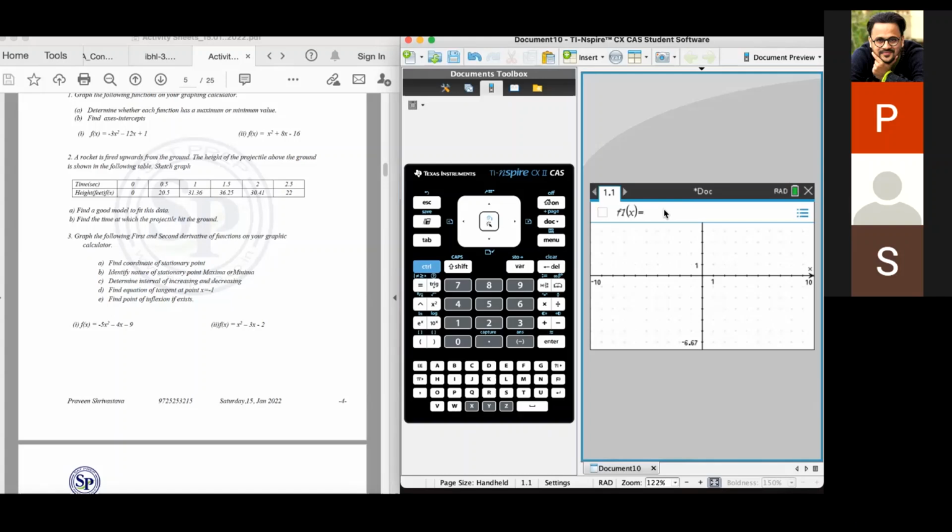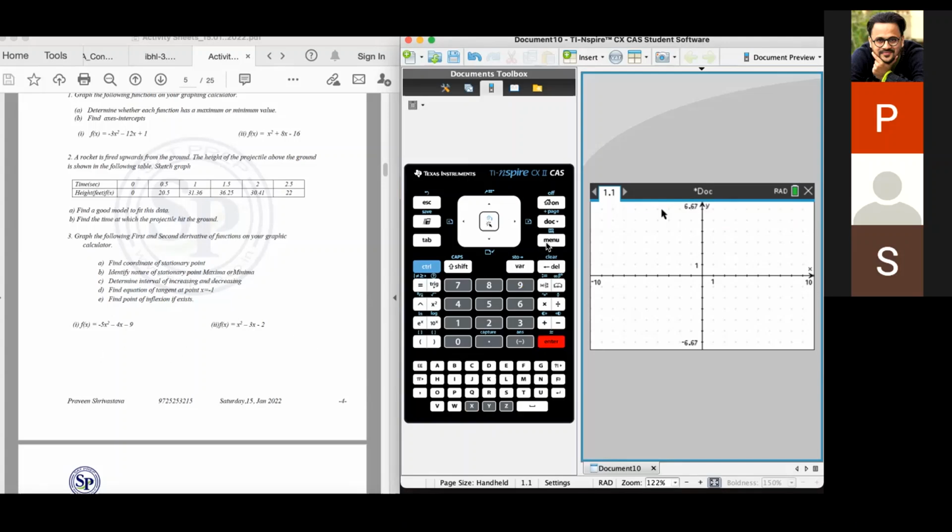So graph mode: graph the first and second derivative of the function on the graphic calculator, and then we need to see if they exist. Whatever things exist, we will see here. First thing, we need to enter the equation: negative 5x square minus 4x minus 9.